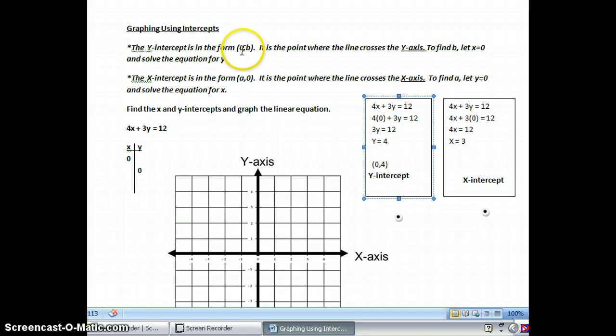And notice it's in the form (0, some number). Now if I go to graph that, I'll put it at 0, 1, 2, 3, 4. Put it right there. And it crosses the y-axis.